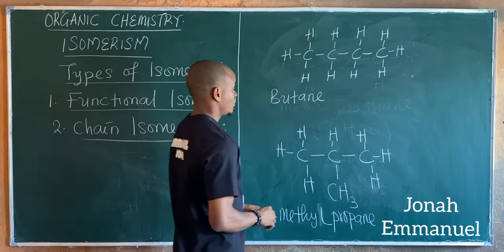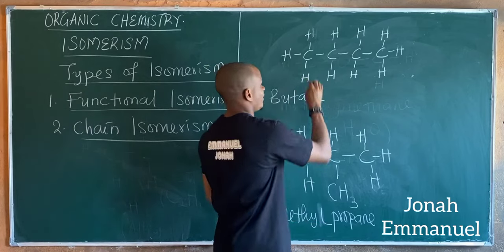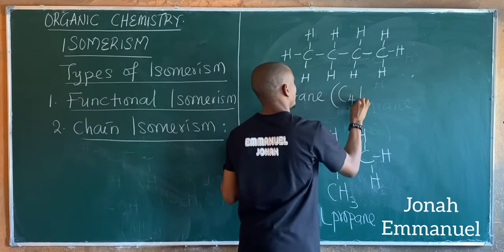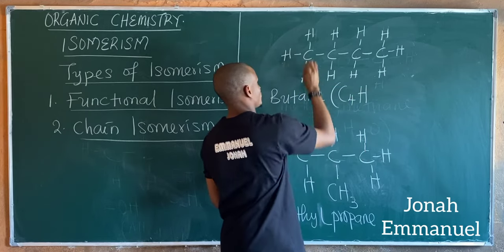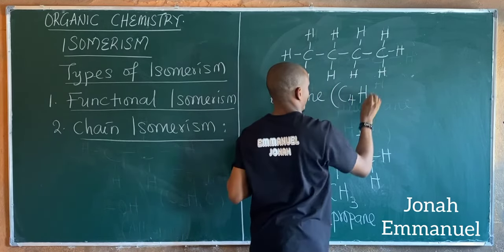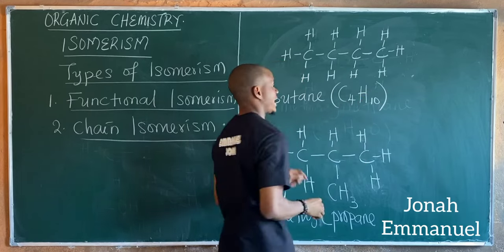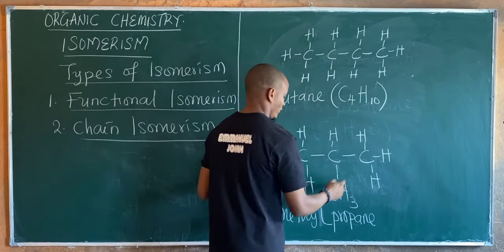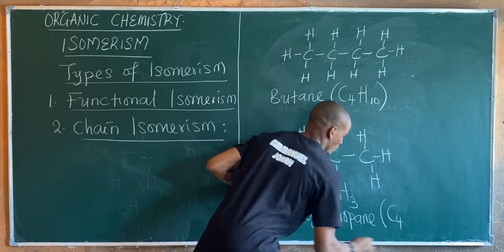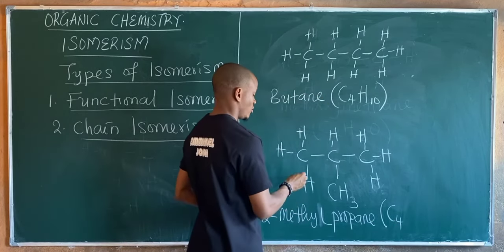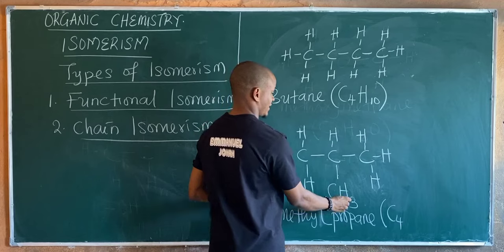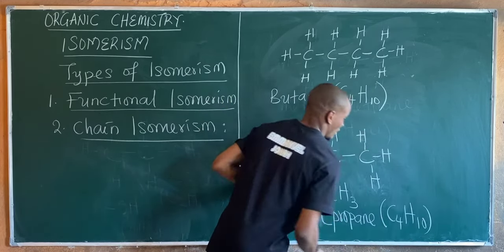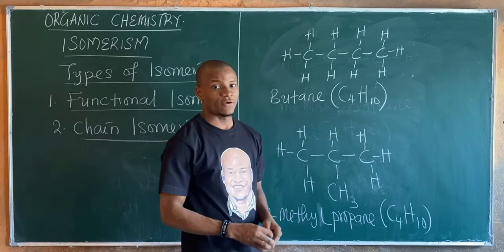Count the number of carbon here. I'm having 1, 2, 3, 4. This is C4. Count hydrogen: 1, 2, 3, 4, 5, 6, 7, 8, 9, 10. I have 10 hydrogen atoms. For this one, count the number of carbon here: 1, 2, 3, 4. This is C4. Count total number of hydrogen: I'm having H10. So we have the same molecular formula, C4H10.